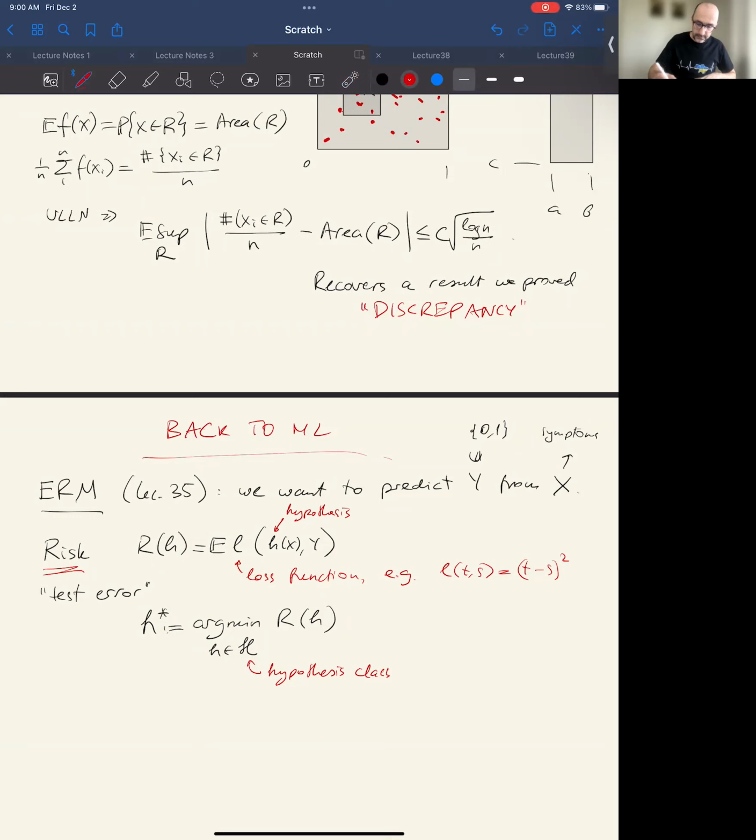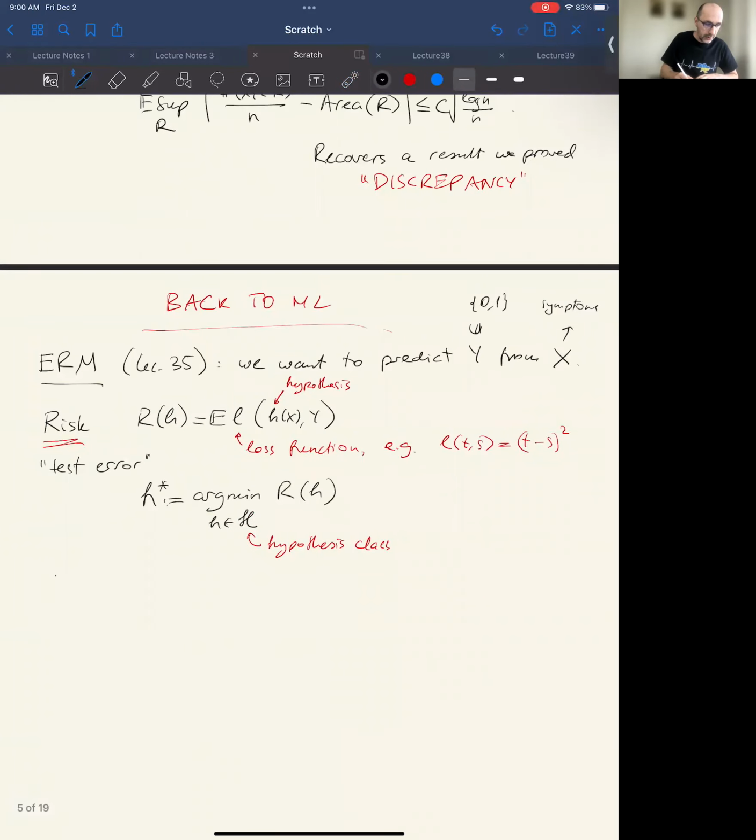We cannot do this though. We can't do this because we can't take expectations over the entire population. What we can do is only compute the empirical risk by averaging on the sample only. So instead of taking the expectation, I'm taking the average on the sample. That we can compute for each H. And then we minimize it. That we can also do, at least theoretically.